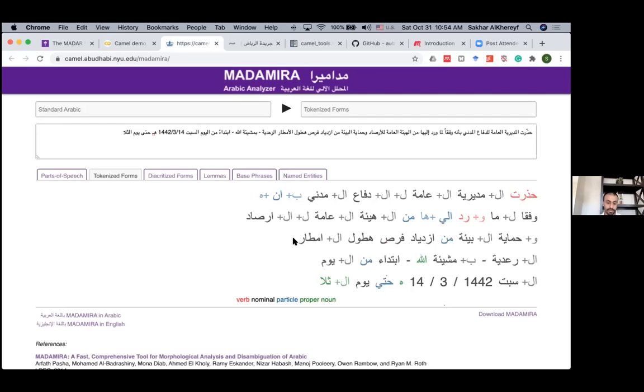Language models based on transformers. You can read about BERT and others like ELMo. ELMo is not based on transformers, but it's a language model too. GPT-2 or GPT-3 are also other examples.